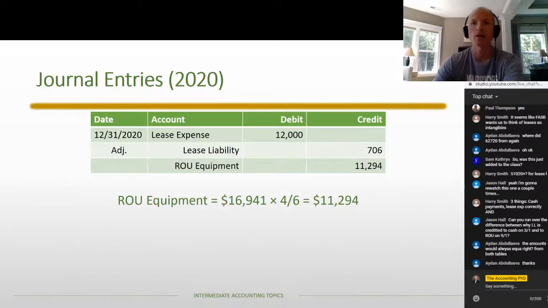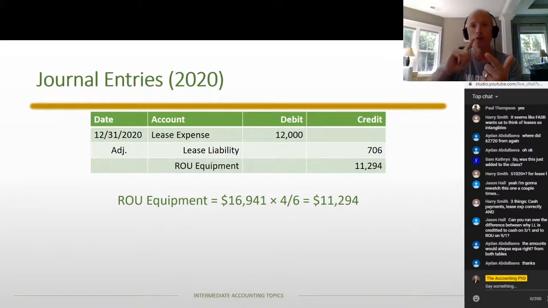So what does that mean? That means we need to amortize 4/6 of that total amount in 2020. And it just so happens that when I do that, it cinches up the journal entry. But again, I want you to understand it had to. It absolutely had to, because the amortization of the right-of-use piece of equipment, again, allows 3 things to happen.